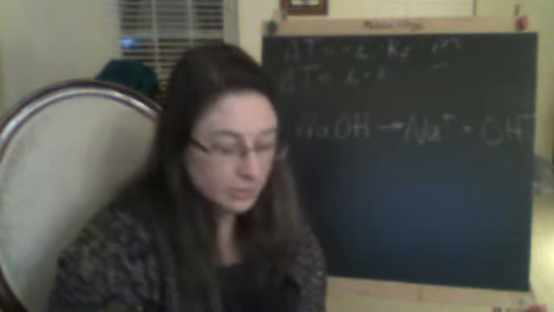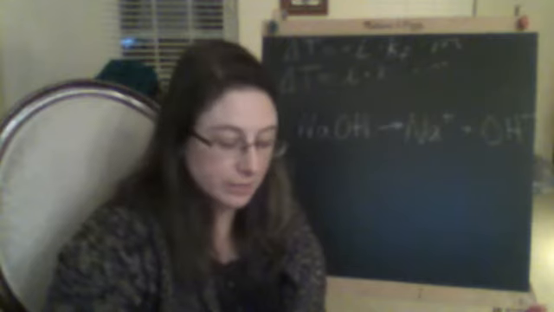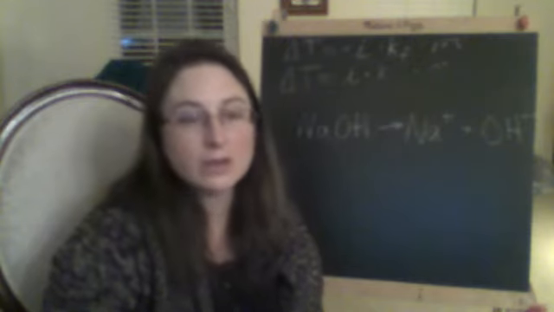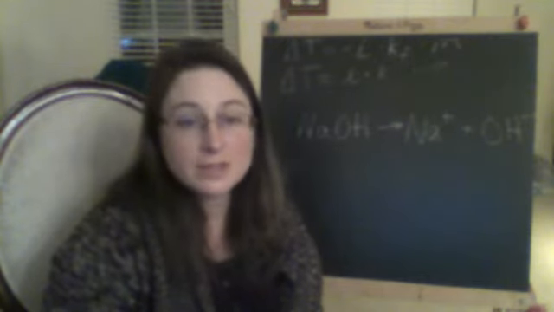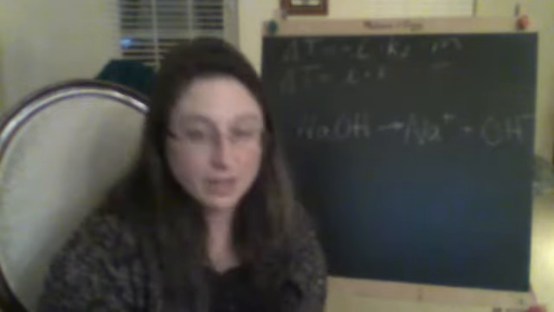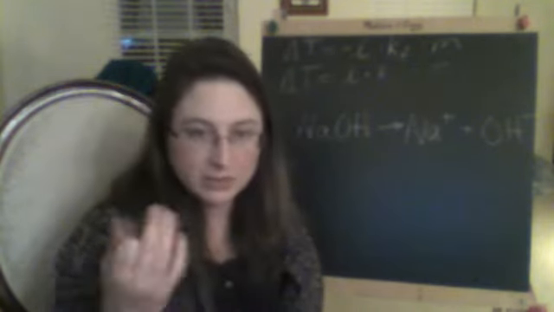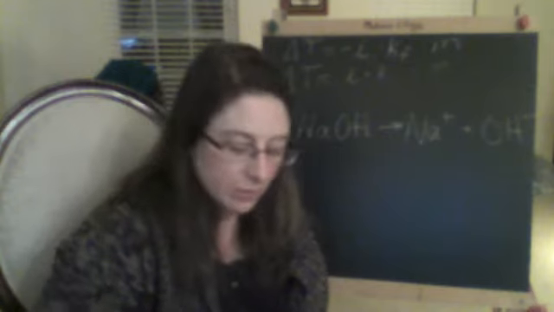Let's see. Number 23 says, when a process, which could be dissolving or a chemical reaction, gives off heat, what is that called? So when a process gives off heat, it's an exothermic process. Exothermic.